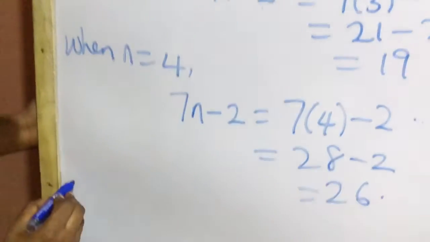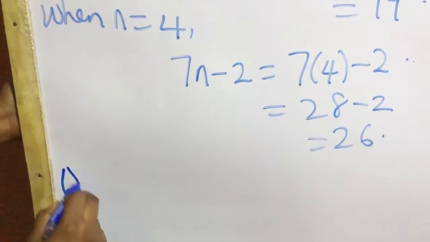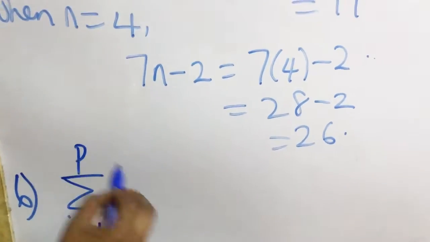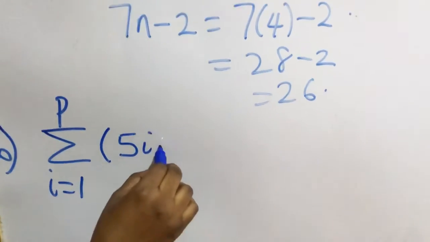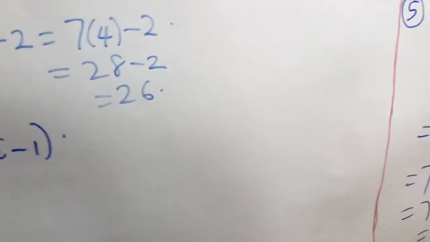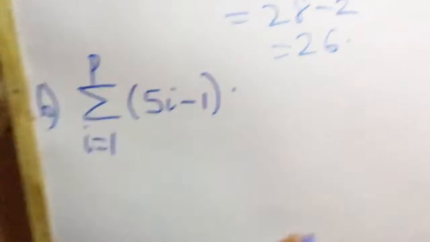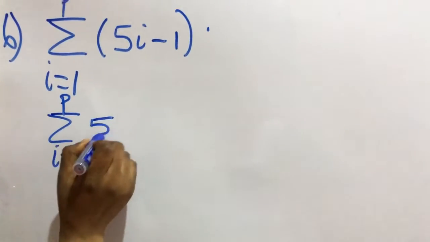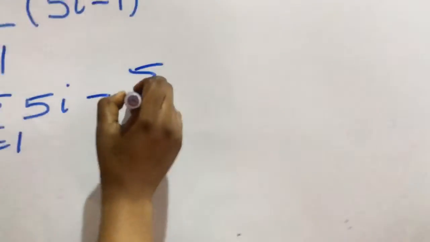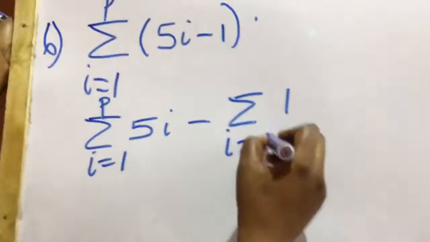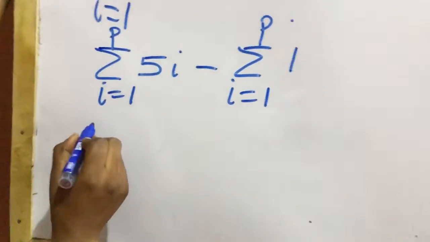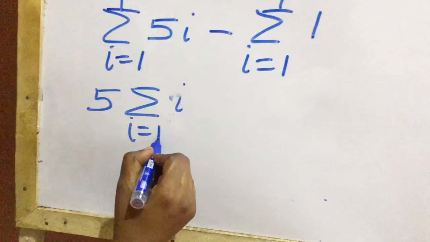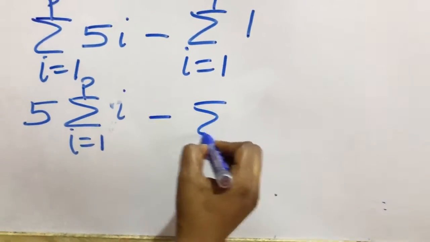So another one, let's call this one number 6. Summation i equals 1 to p of 5i minus 1. So here, let's go for the summation formula. So from here, you can say that the summation, i equals 1 to p, is equal to the summation of 5i minus the summation of 1, i equals 1 to p. So we can still say that this is 5 multiplied by the summation of i, i equals 1 up to p, so minus the summation of 1.